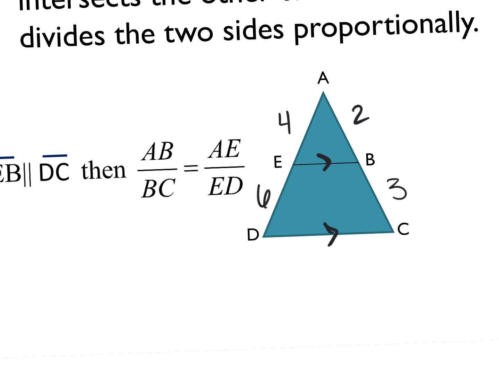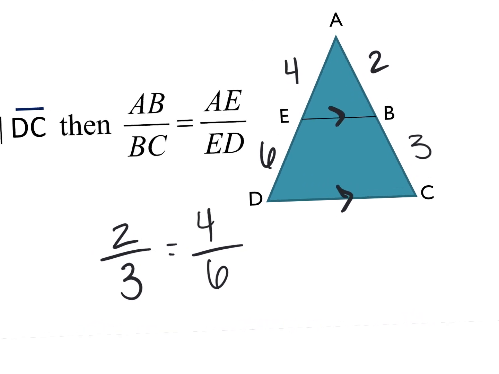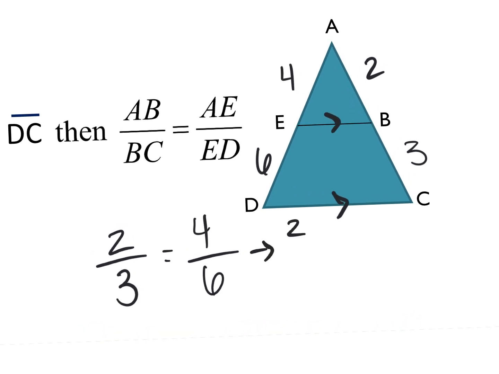So we can take AB's length, which is 2, put it over BC's length, which is 3, and set it equal to AE, which is 4, over ED, which is 6. What is 4 over 6 simplified to? 2/3. So do you see how it holds for this problem? This will always happen as long as these two segments are parallel to one another, okay?